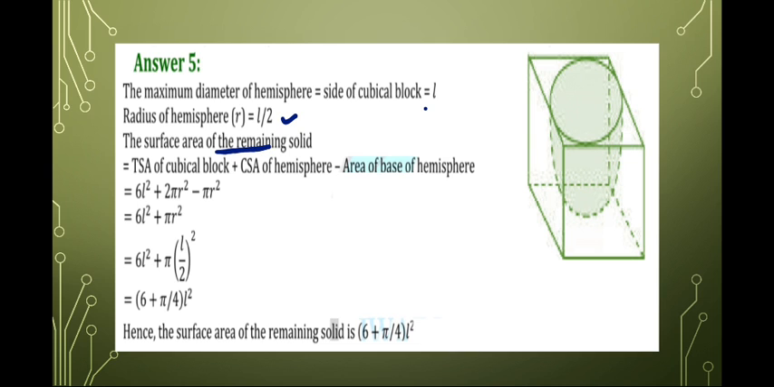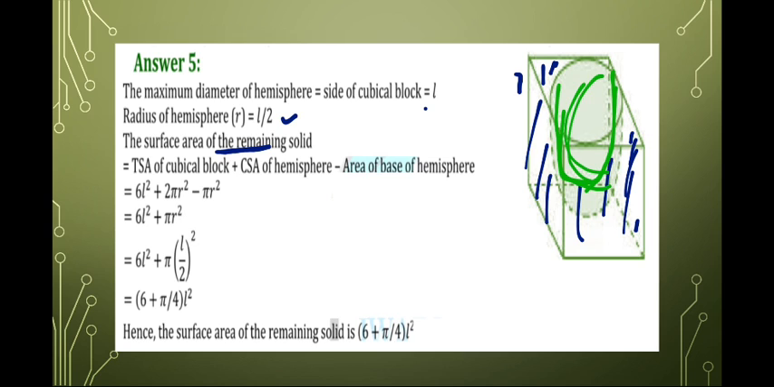Therefore, the surface area of the remaining solid is equal to the total surface area of the cubical block plus the curved surface area, this portion. You have to imagine the solid; if you can imagine it, it will be easier for you. Curved surface area of this hemisphere means this curved surface. After cutting the hemisphere, there will be a curved surface. You have to add that curved surface.